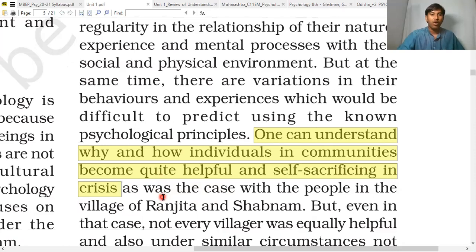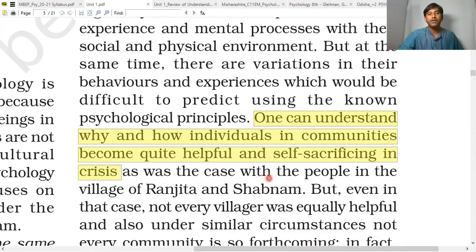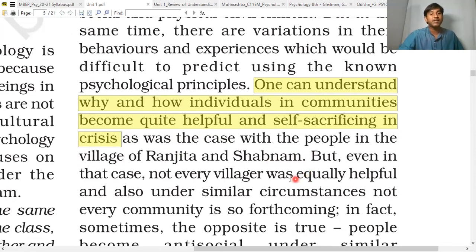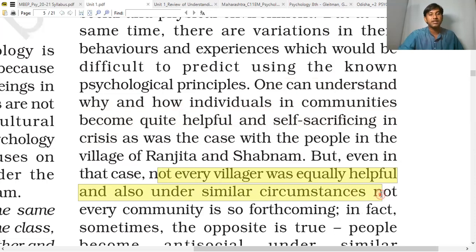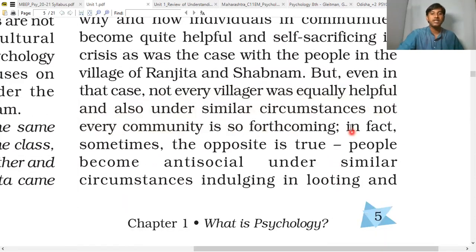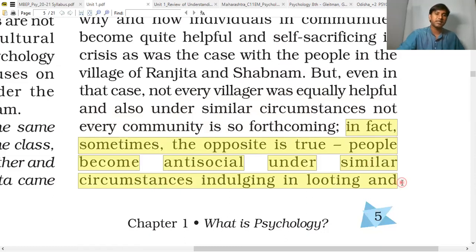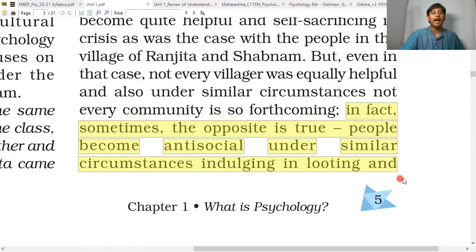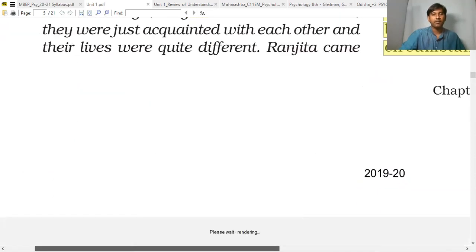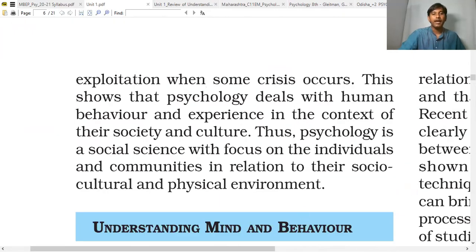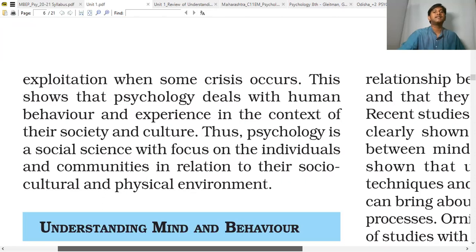That's what, as I said, has motivated them. As with the people of a village, not every villager was equally helpful, and under similar circumstances, not every community is forthcoming. Yes, there may be conditions, like if it is flooded in a town, the people may not be so cooperative and may act individually. In fact, sometimes the opposite is true. People become antisocial under similar circumstances, indulging in looting and exploitation when some crisis occurs.